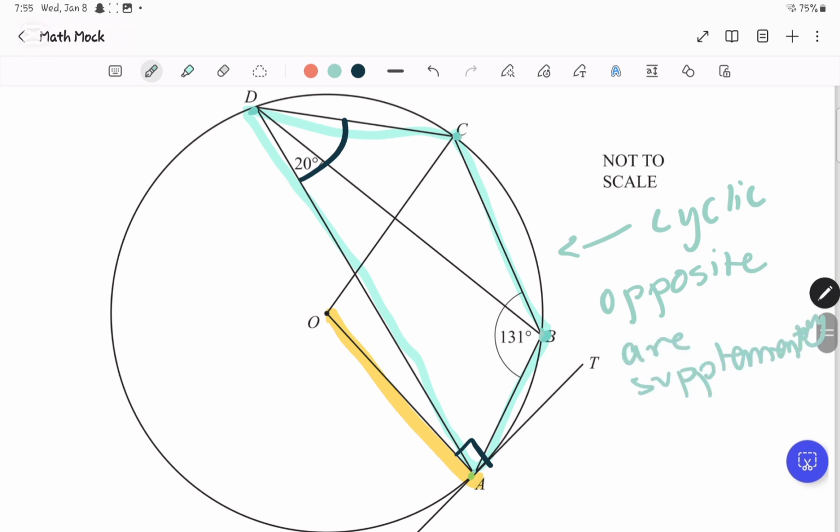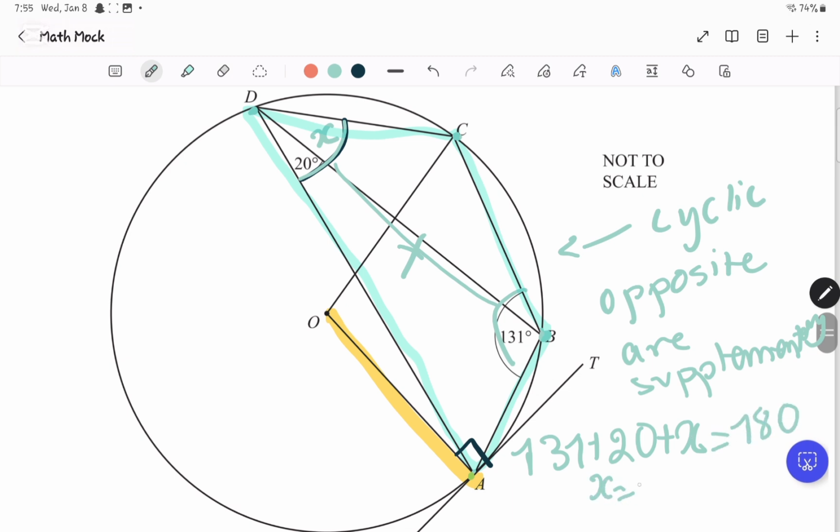Since this is cyclic, that means opposite angles are supplementary. So that means 131 plus 20 degrees plus x, where 131 is this, and 20 degrees plus x, let us call this x. You add them together, you are going to get 180. Subtracting, x is equal to 180 minus 131 plus 20, so x is then equal to 29. But we are not looking for x, we are looking for this angle over here. To find this angle, we know that x is 29.